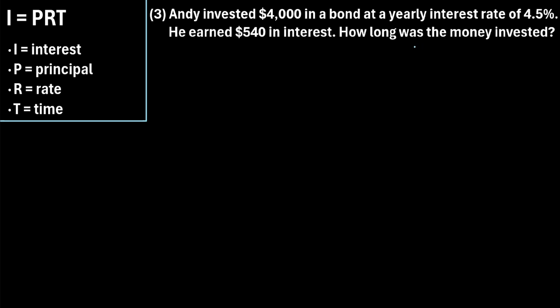He earned $540 in interest. How long was the money invested? So this question is a little bit different. They're asking, how long was the money invested? In other words, what is the total time of the bond? So we want to solve for T.